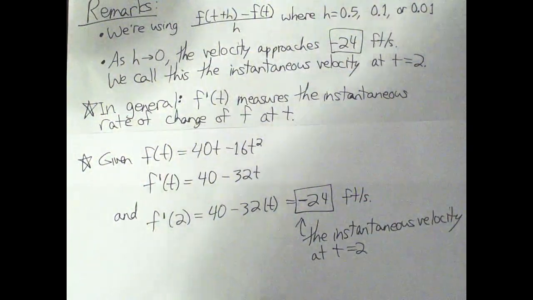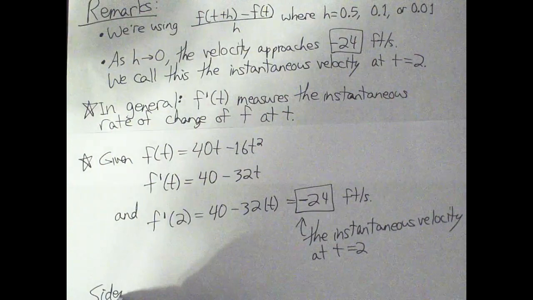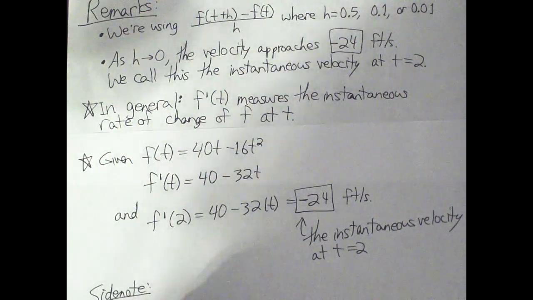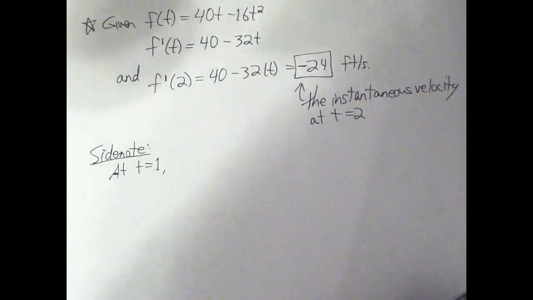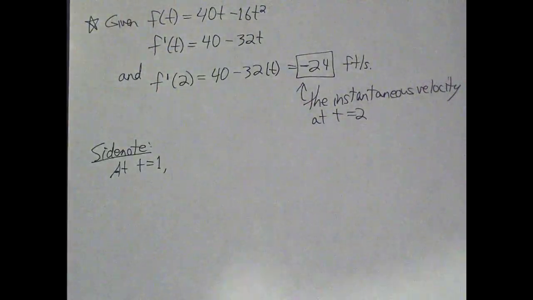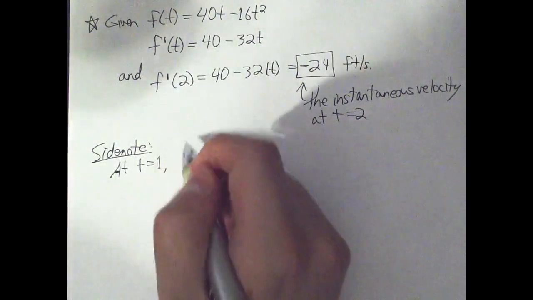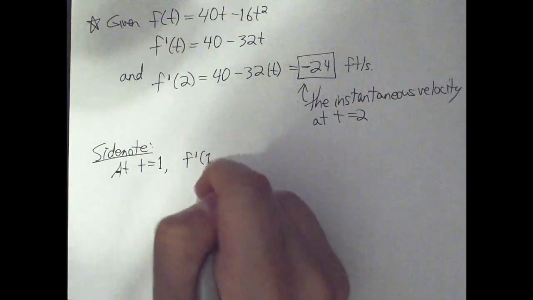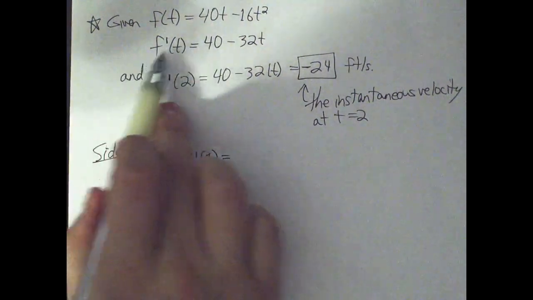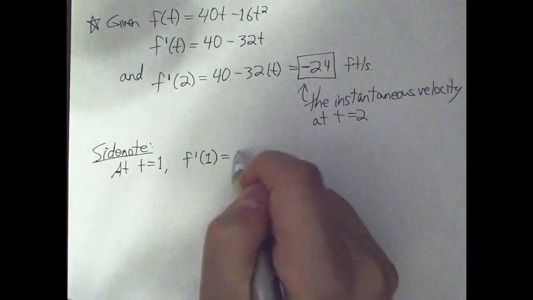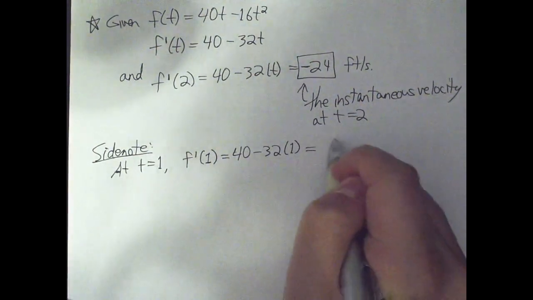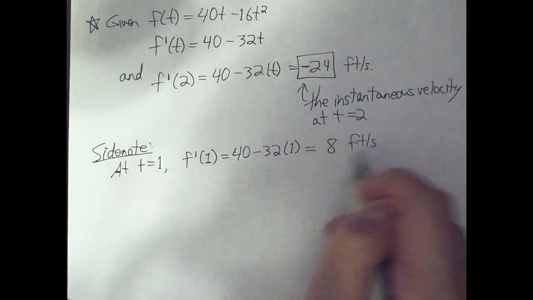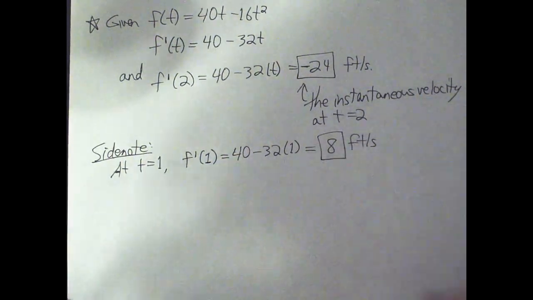Oh, you know what? Here, side note. Just thought of this. What about at t equals 1? So, let's say you throw the ball in the air, and now I'm going to measure the instantaneous velocity at t equals 1. In that case, you do f prime of 1. It's still the same f prime of t, except this time I'm putting in a t value of 1. So I would get 8 feet per second here. And that's a positive 8.